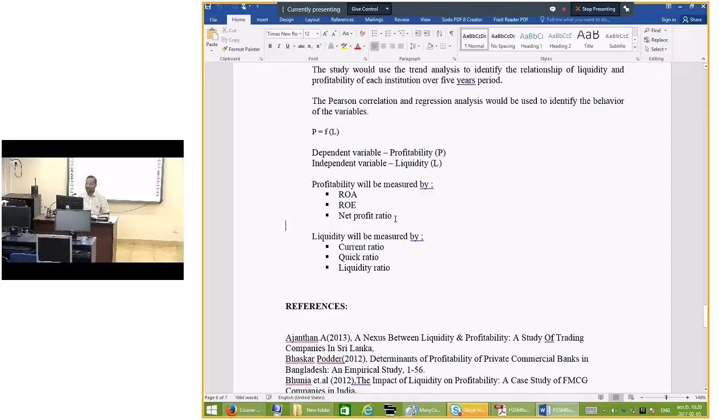What is profitability? Profitability means one word. Then how do you check? By analyzing these three figures. How do you say that profitability is high or bad, high or low?